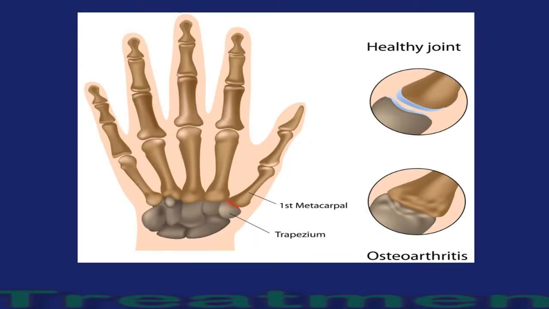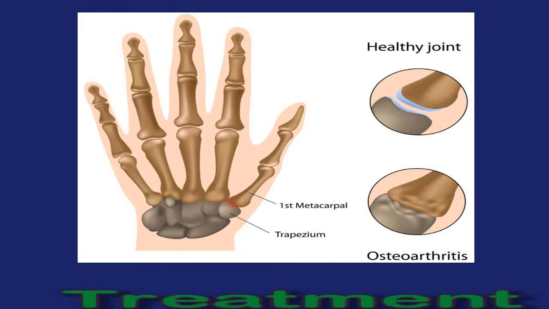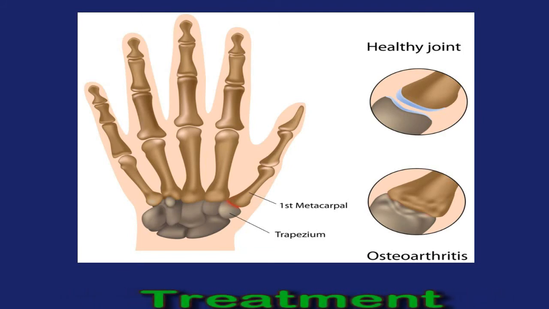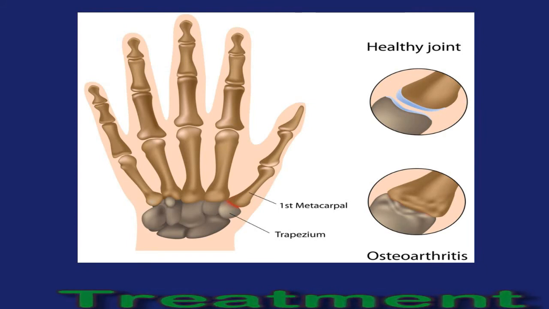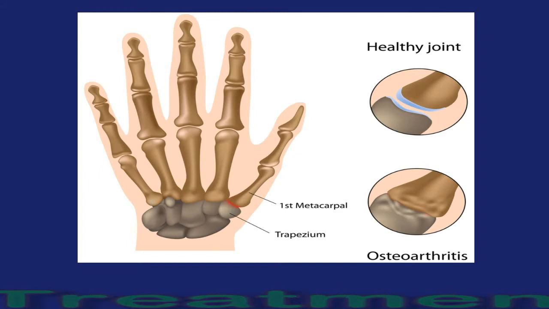Treatment. A person should contact their doctor about the best treatment options for them. A doctor will determine the best treatment based on a person's individual circumstances. Treatment options may include medications such as anti-inflammatories, splints, injections, surgery to repair damage or replace joints.